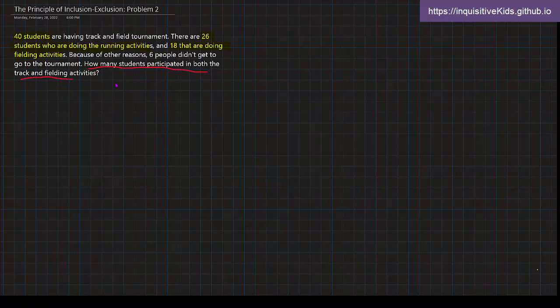Doesn't seem much different from the last 2 problems you just solved in the other video. But there is one important piece of information that is new. This sentence right here: because of other reasons, 6 people didn't get to go to the tournament. So now what would our Venn diagram look like?